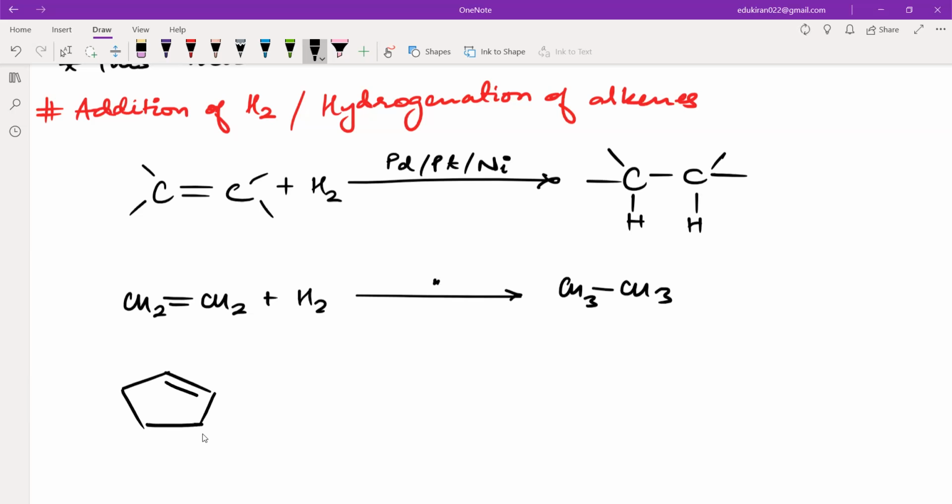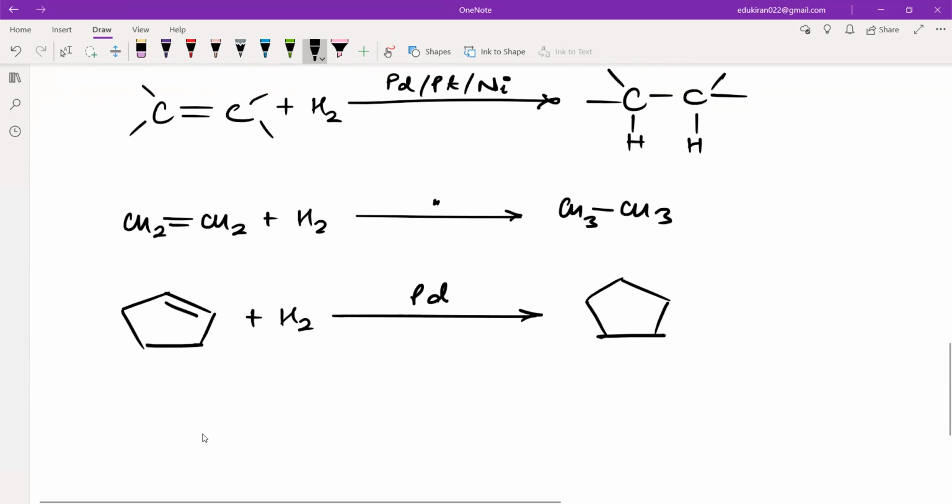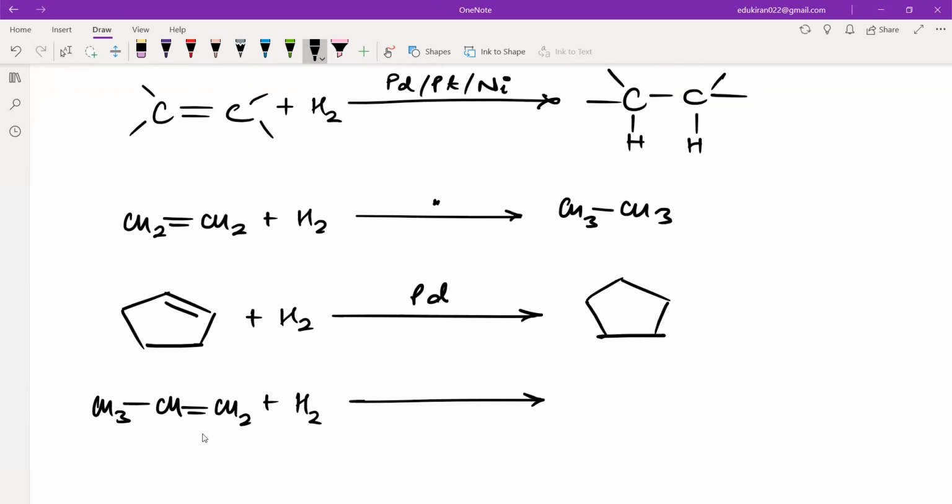Similarly, if you have a cyclic molecule plus H2, in the presence of Pd, it is going to give you simple alkane, that is cyclopropane. So the pi bond is going to vanish. If you have CH3, single bond CH, double bond CH2 plus H2, in the presence of let us say nickel, then you are going to get CH3, CH2, CH3, as hydrogen will be added. Any problem here, guys? No, sir. Simple reaction.